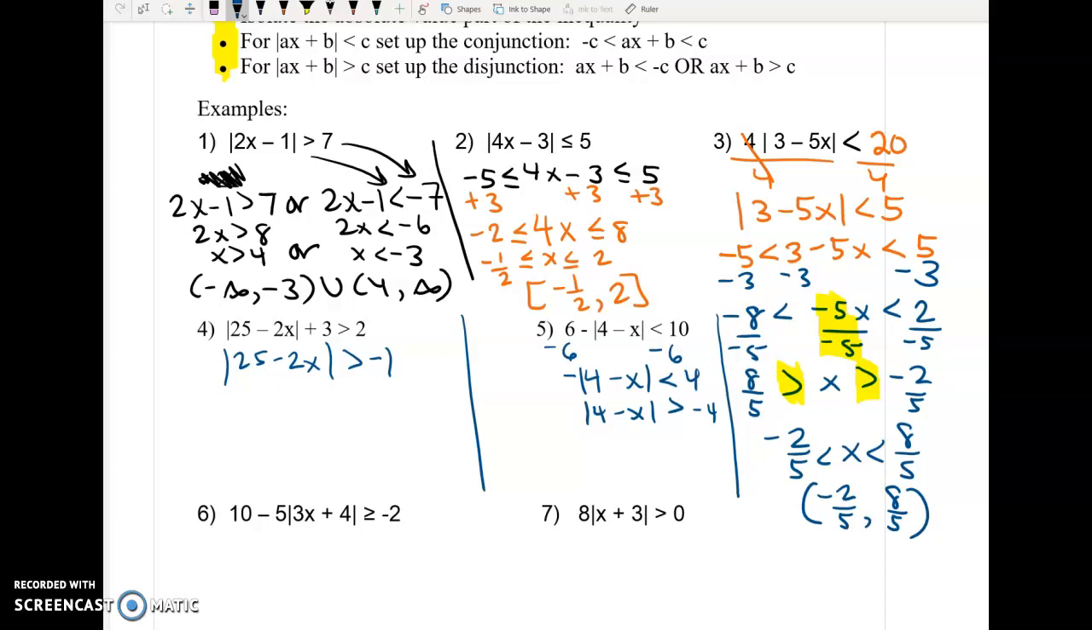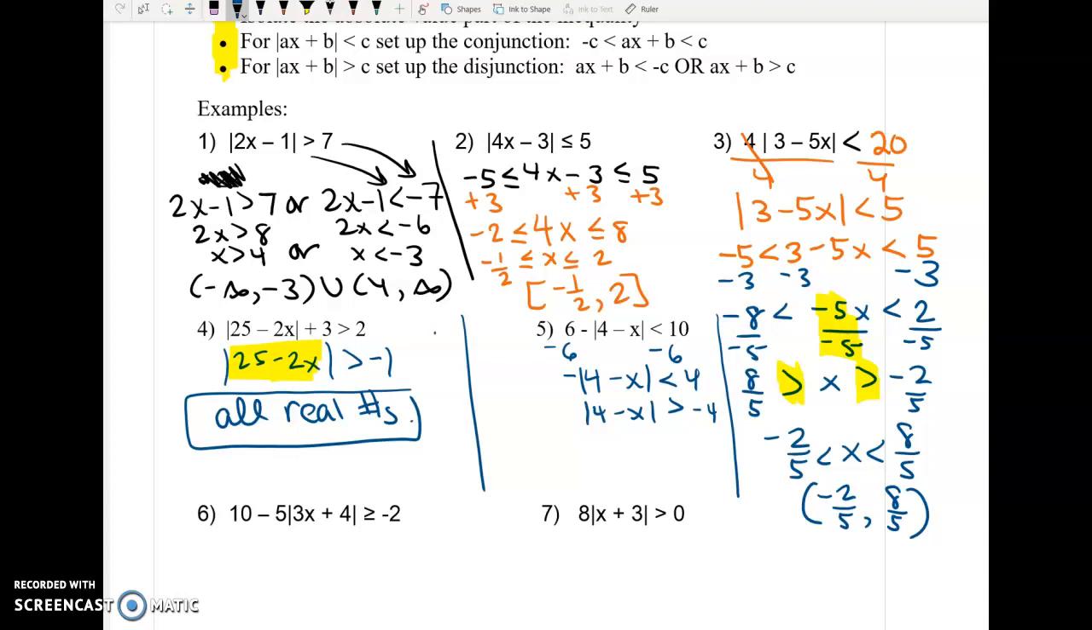So, since the smallest thing that this absolute value expression can be is 0, if we're trying to find any value of x that would make that expression greater than negative 1, it can be anything, because the smallest thing that can be is 0, and 0 is bigger than negative 1. So this one is all real numbers. So write a little note that whenever you have an absolute value greater than, or greater than or equal to, a negative number, that solution is all real numbers.